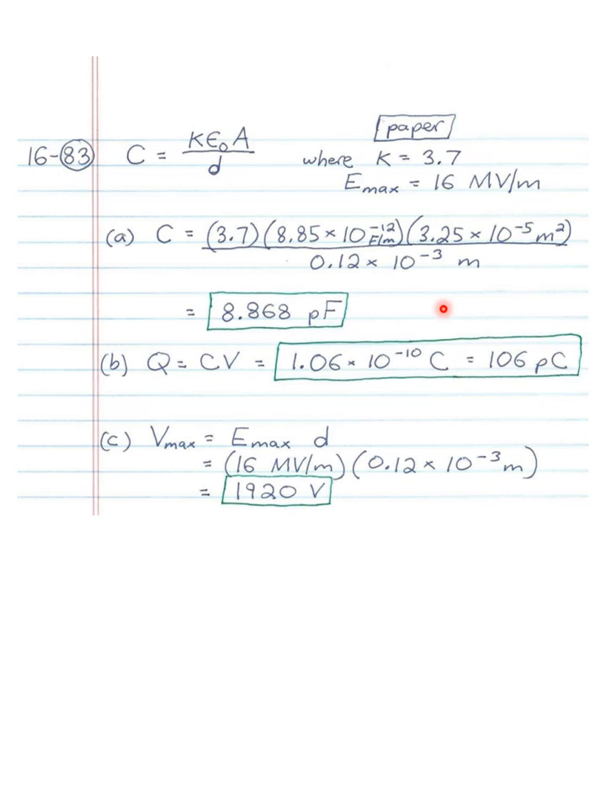Once we have the capacitance, part B asks for the charge, and that's going to be the capacitance times the voltage. And in this problem, it says 12 volt potential difference. So there we have 1.06 times 10 to the negative 10 coulombs, or 106 picocoulombs.